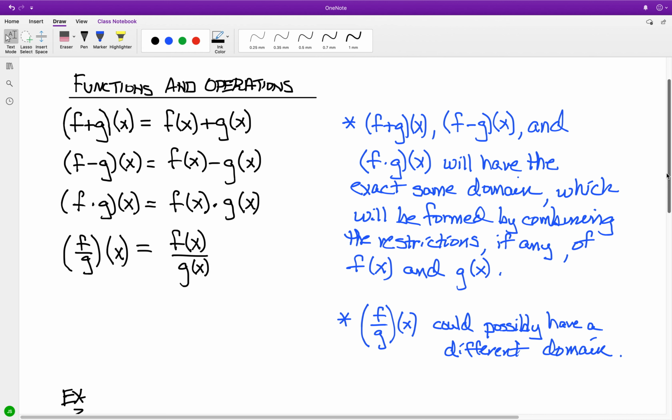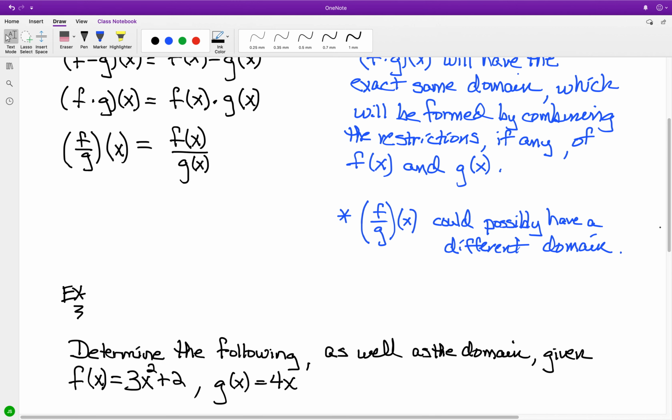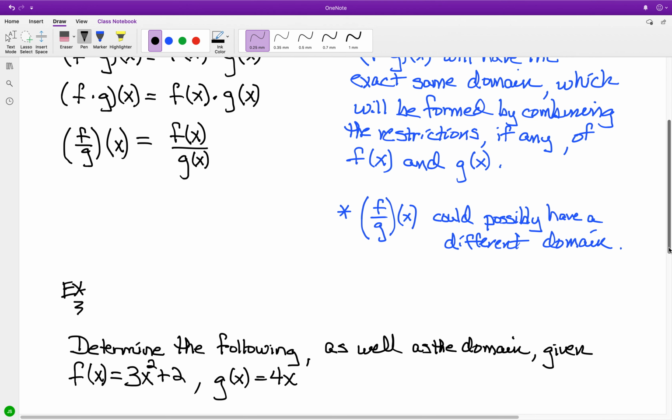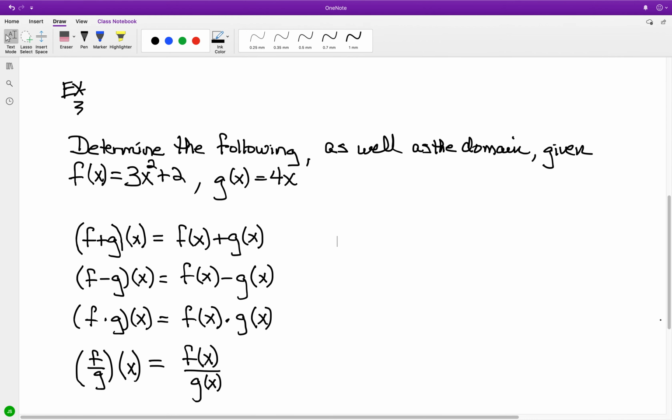All right, let's say as an example we're given f of x equal to 3x squared plus 2, and g of x equal to 4x. Let's see what we have for the following functions as well as the domain. With our four operational functions, we have f plus g of x, so you have f of x plus g of x. If I add these functions together, I have 3x squared plus 2 for f of x, and for g of x, I have plus 4x.